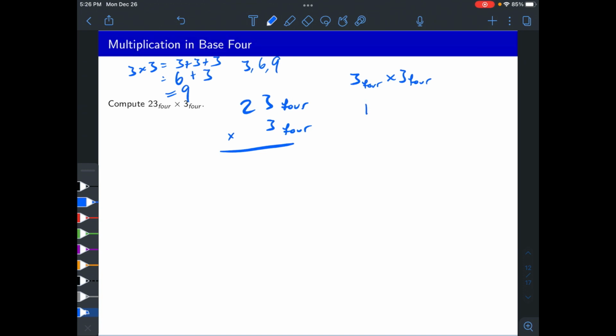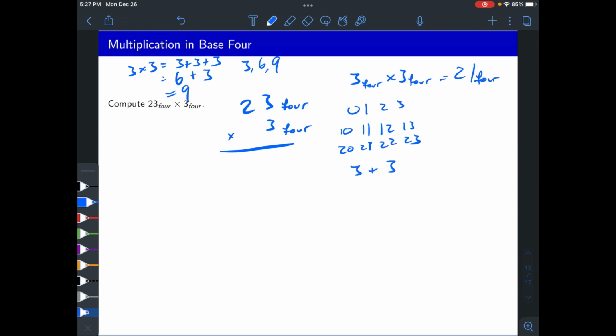If I were to count in base 4, so 0, 1, 2, 3, and then one group of 4, which is 1, 0, and then 1, 1 base 4, and then 1, 2 base 4, and then 1, 3 base 4, and then 2, 0 base 4, 2, 1 base 4, 2, 2, 2, 3. That's kind of what our counting table would look like. So 3 times 3, I can count by threes. Start with 3, and then 1, 2, 3 more, and then 1, 2, 3 more. So that should be equal to 2, 1 base 4.